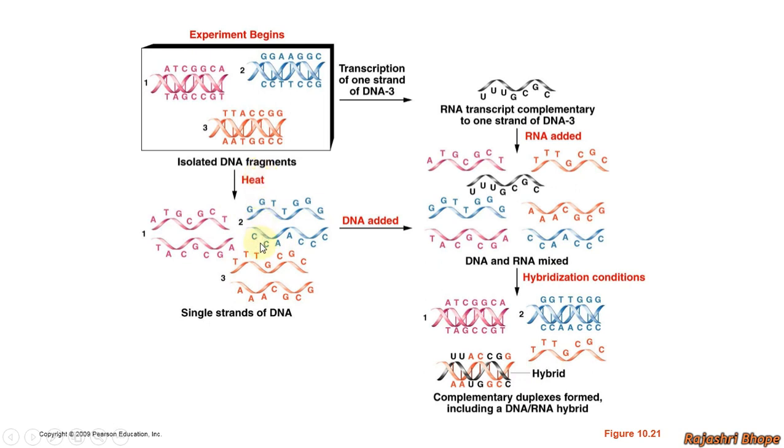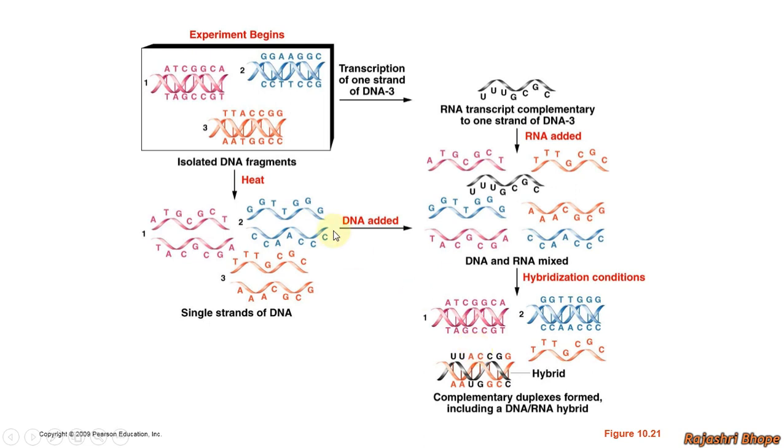Hyperchromic effect it shows, that is, optical density will increase. This is known as renaturation or re-annealing. It will show the hypochromic effect. Here you will find higher absorbance at 260 nanometers. Here at this stage, when two double-stranded DNAs are formed, absorption will decrease.